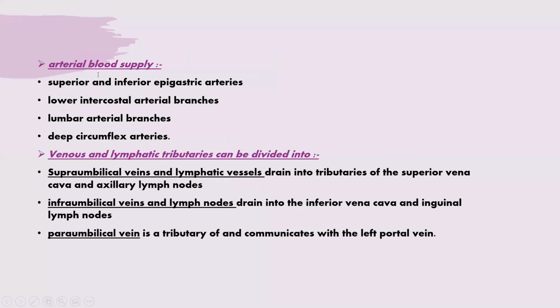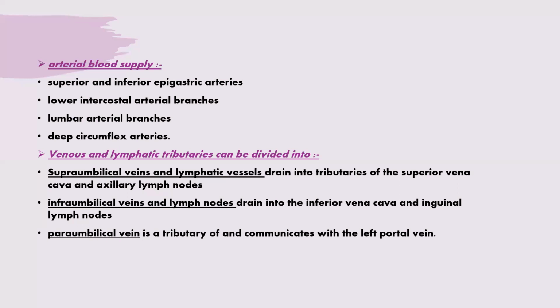Arterial blood supply: superior and inferior epigastric arteries, lower intercostal arterial branches, lumbar arterial branches, deep circumflex arteries. Venous and lymphatic tributaries can be divided into supraumbilical vein and lymphatic vessels, which drain into tributaries of the SVC and axillary lymph nodes. The infraumbilical vein and lymph nodes drain into the IVC and inguinal lymph nodes. Paraumbilical vein is a tributary of and communicates with the left portal vein.